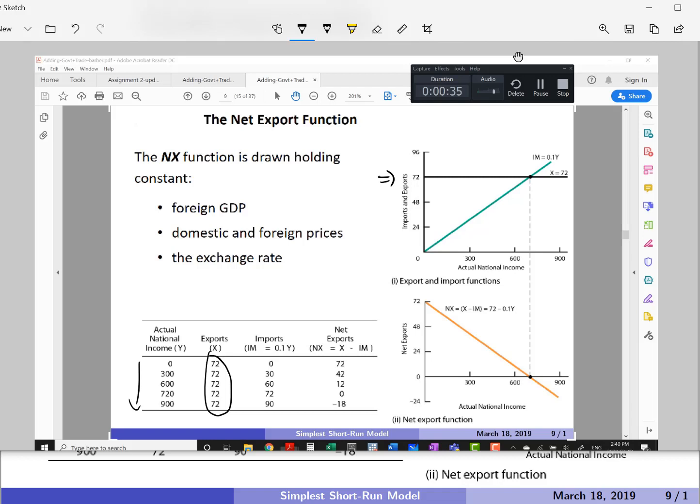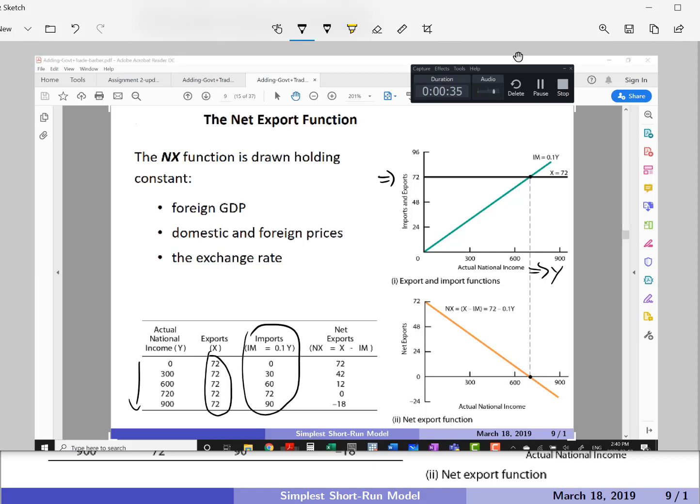So we have exports and imports on the y-axis. We have y, or actual national income, on the x-axis. And because it's a constant with respect to actual national income, it's going to be this flat line at 72. Then we can move on to the next column. So we're going to start talking about the second column, imports.